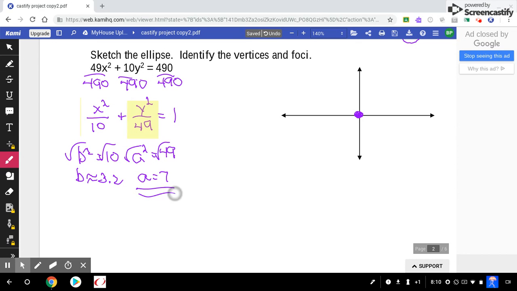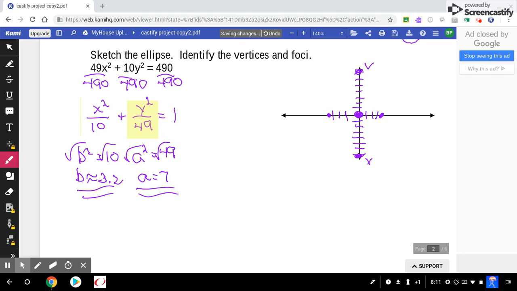So a equals 7, but we already determined it's underneath the y, which means I have to go north and south along the y-axis 7 units. And I've got one vertex. I like labeling them, put a little v for vertex. And I've got to go 7 units south. There's my other vertex. So I know the football is going to travel up and down. Now b, the technical name for that is the co-vertex. So 3.2 units. Well, 1, 2, 3, and a little bit more.